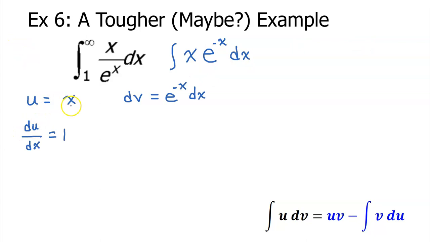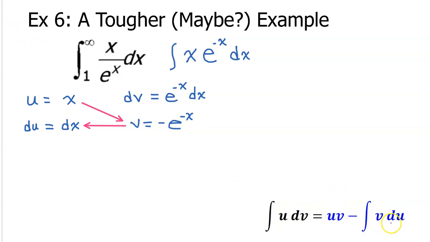Taking the derivative of both sides gives us du/dx is equal to 1, but we really want du by itself, so let's multiply both sides by dx. So du is equal to dx. We can find v by taking the antiderivative of both sides. We can do this using a mental u substitution. If u equals negative x, then u prime is negative 1. We always have to divide by u prime. Dividing by negative 1 leaves a negative in the front. Then the antiderivative of e to the u is still e to the u.